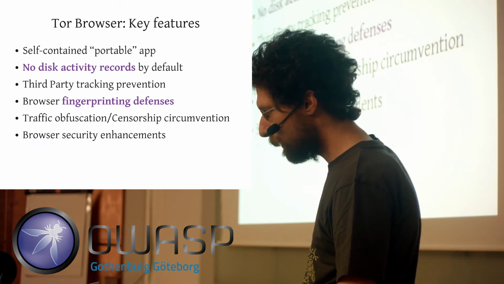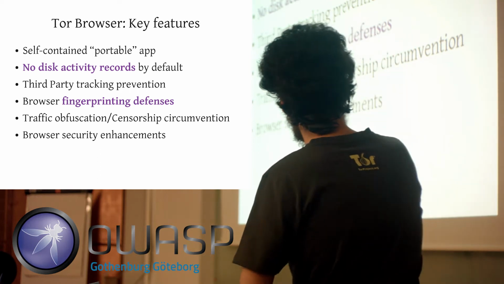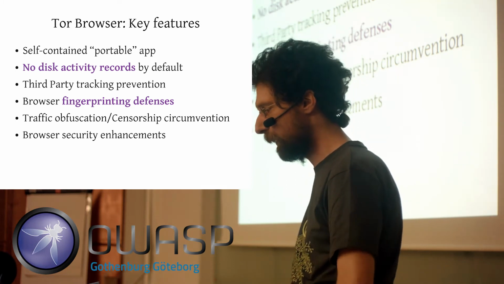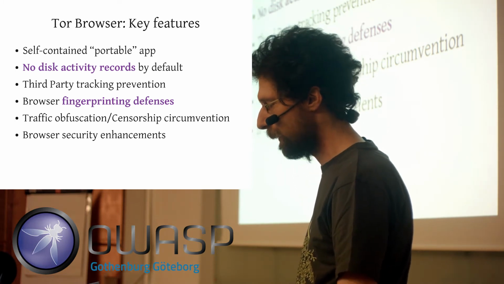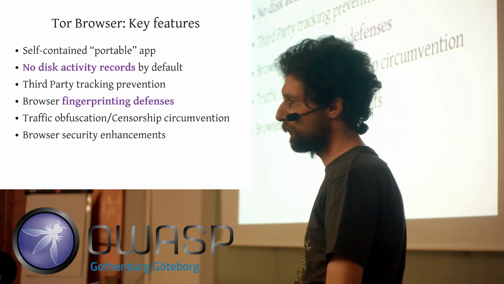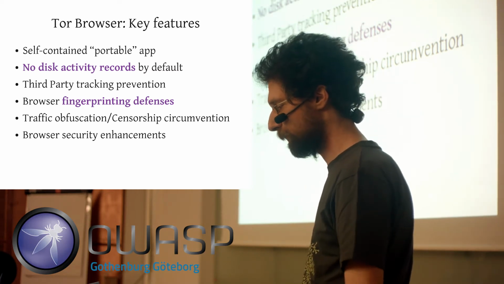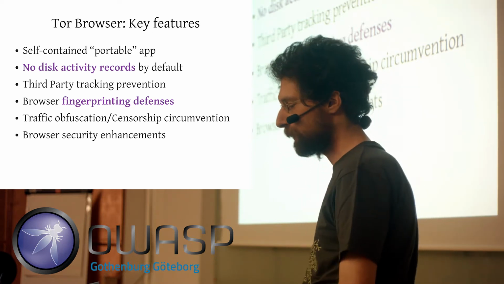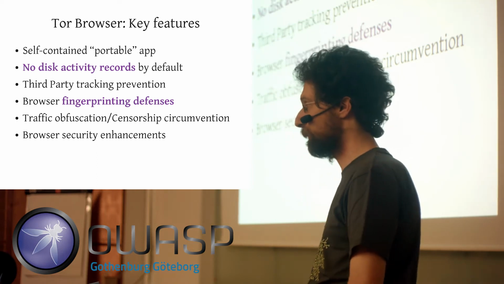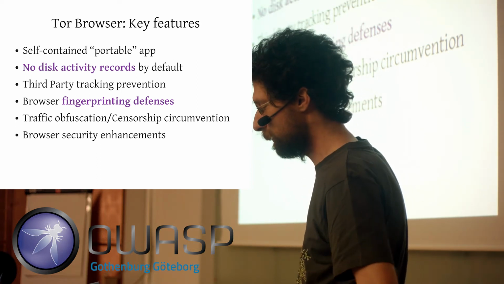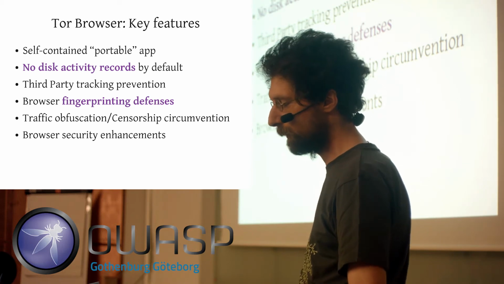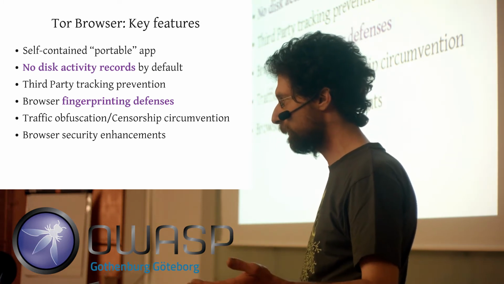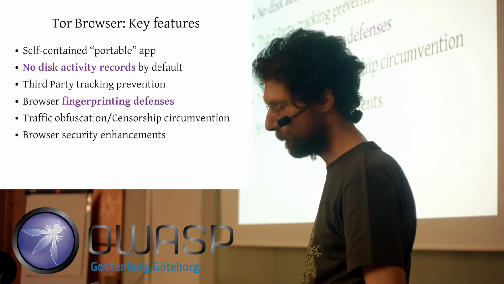So, what are the key features of Tor Browser? It is basically a self-contained portable app. You download it, you put it on your computer, you extract it, you start it and you can use it. And if you don't want it anymore, you just put the folder in your trash and all of it is gone. There are no disk activity records by default, meaning if you have it on your USB stick and you put it on a computer of a friend and you start it, your personal data won't end up on your friend's computer. It's still only on your device.